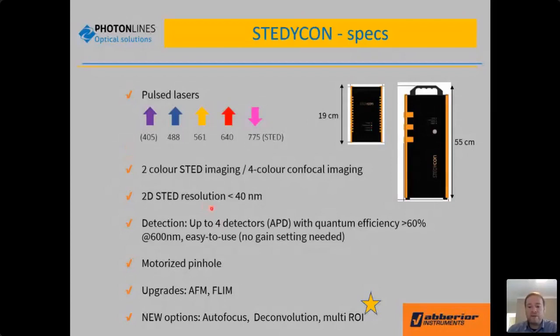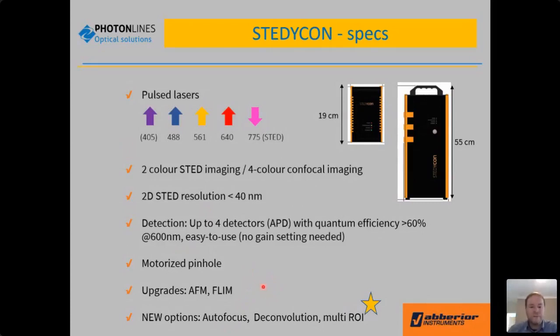And they are using APDs with quantum efficiency of about 60% or higher in the red shifted area. You have a motorized pinhole. You can upgrade to AFM or FLIM. And the new options are autofocus, which is great for live cell imaging. And I think STED is a great method for doing super resolved live cell imaging. Also deconvolution, so there's a Huygens package available, and multi-region of interest. So you have a nice big area that you can scan for small regions of interest that you want to super resolve.